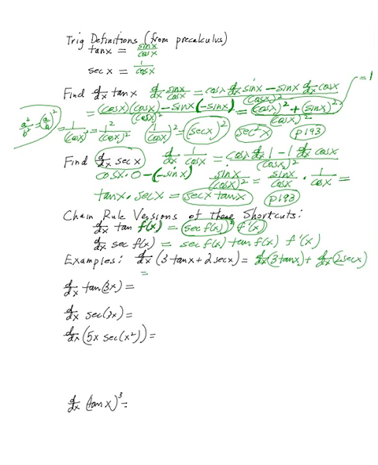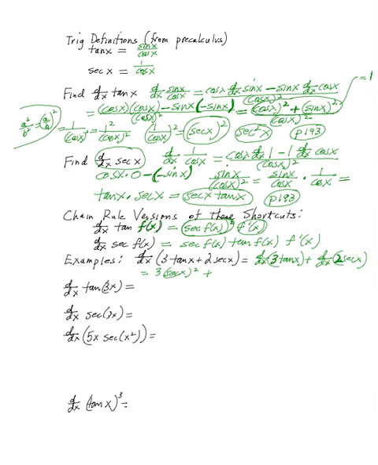Now, I need constant multiple rule. This 3 is a constant multiple. There's no need to use product rule for 3 tangent x. I can just bring the 3 out front. But I've got to multiply by the derivative of tangent x, which we learned just a minute ago was secant x quantity squared.